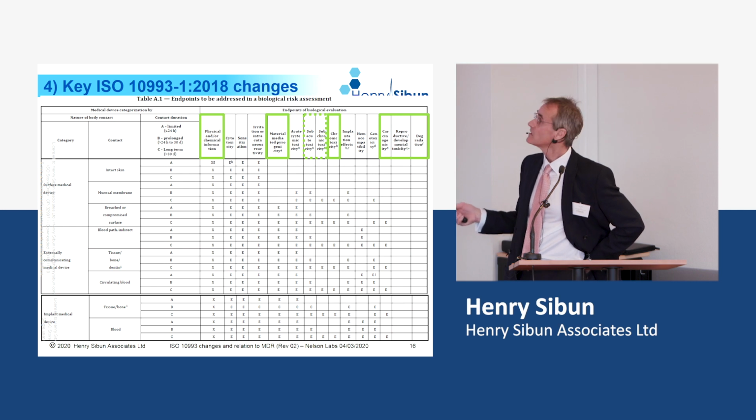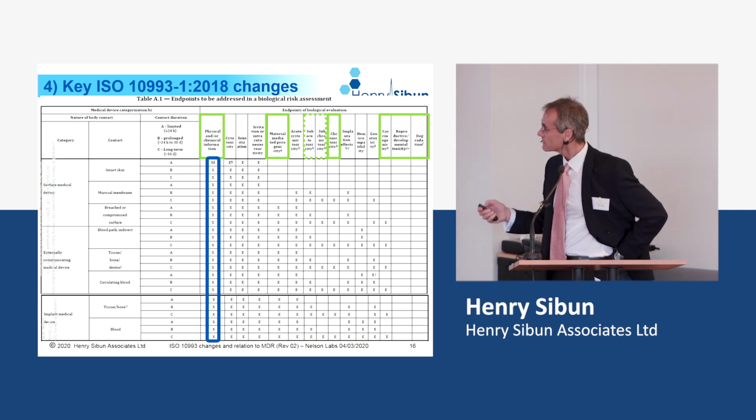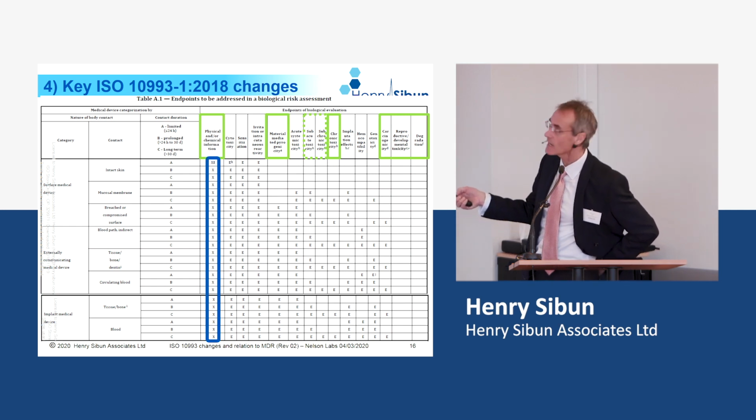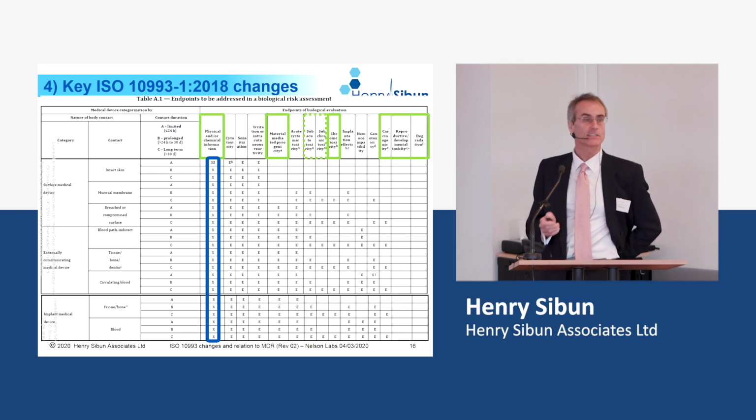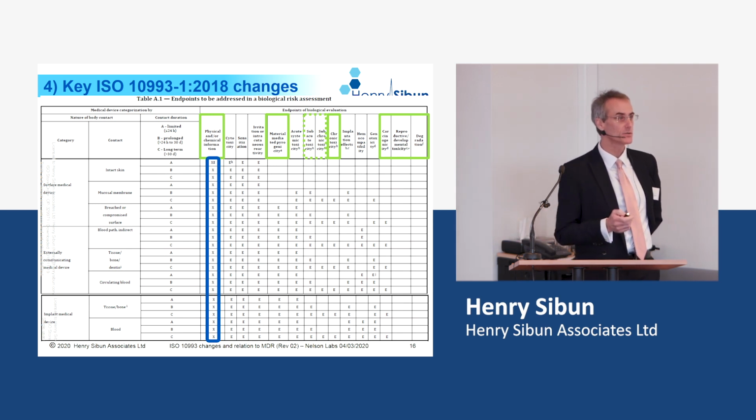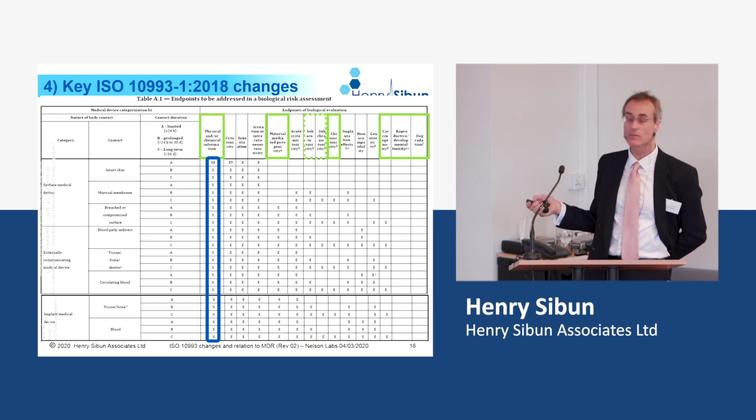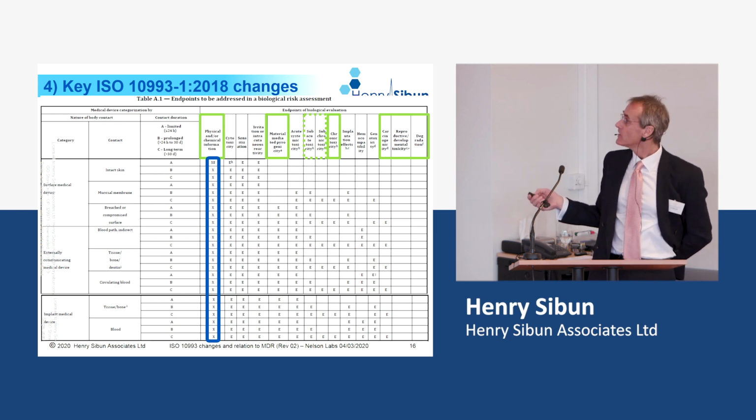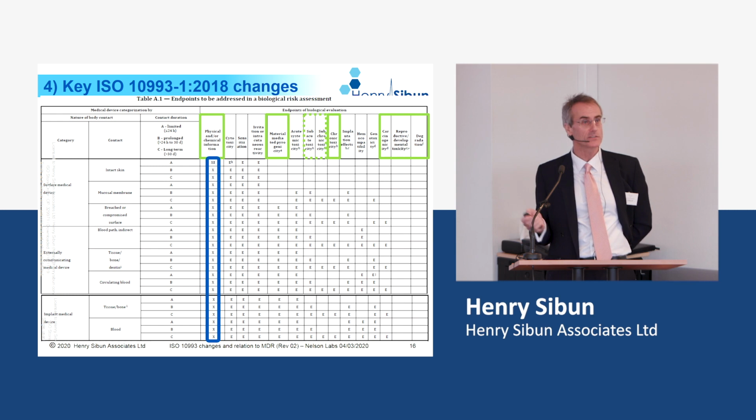These are additions. And the important thing is that, I can't see this very well, but this column here has X's. An X is a prerequisite. You have to do it. Okay, you have to have chemical and physical information. The rest of these are E's. These are endpoints to consider.